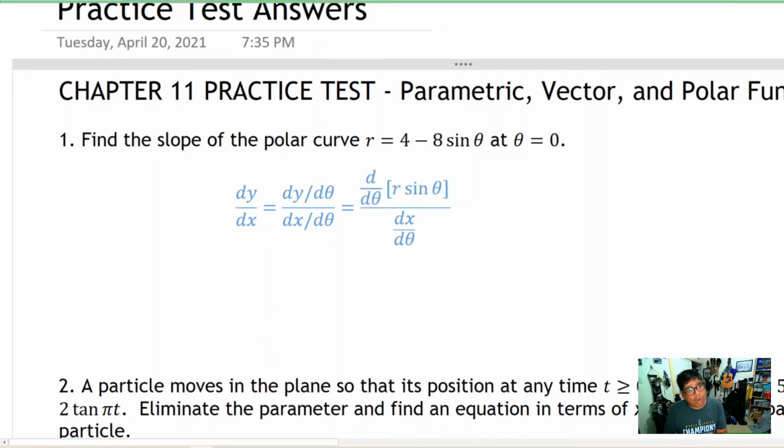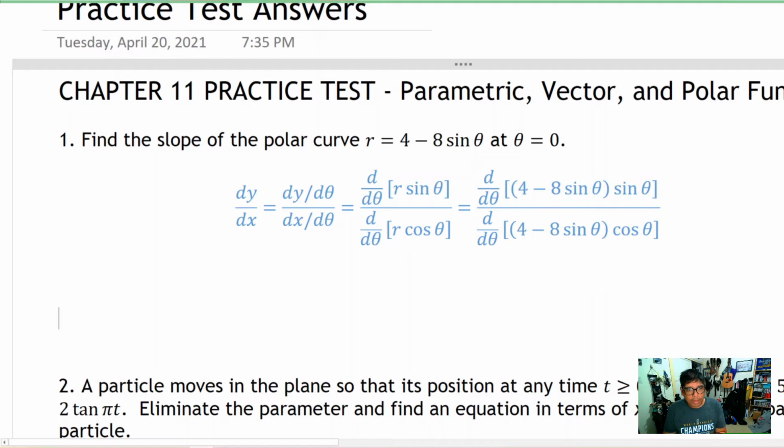Next, the y-coordinate is equal to r sine theta. So we're going to take the derivative of r sine theta with respect to theta, and put that on top of d theta for the x-coordinate. The x-coordinate is r cosine theta. And then we substitute the equation for r, which in this case is 4 minus 8 sine theta.